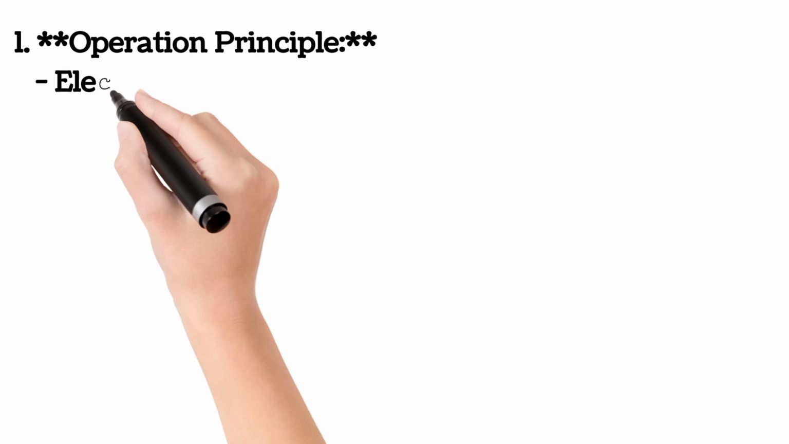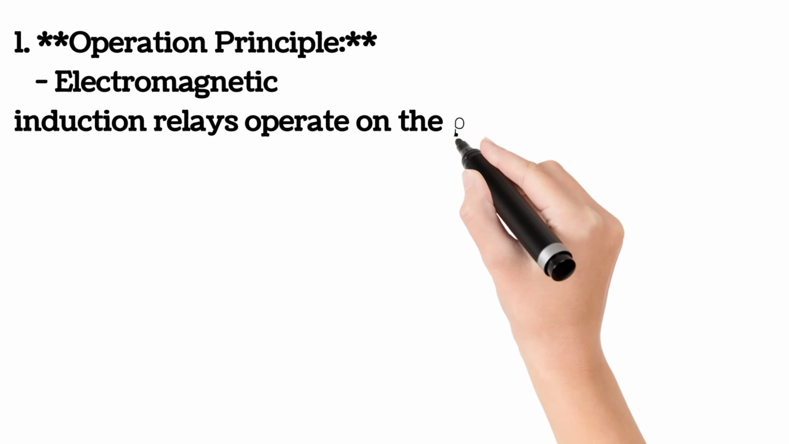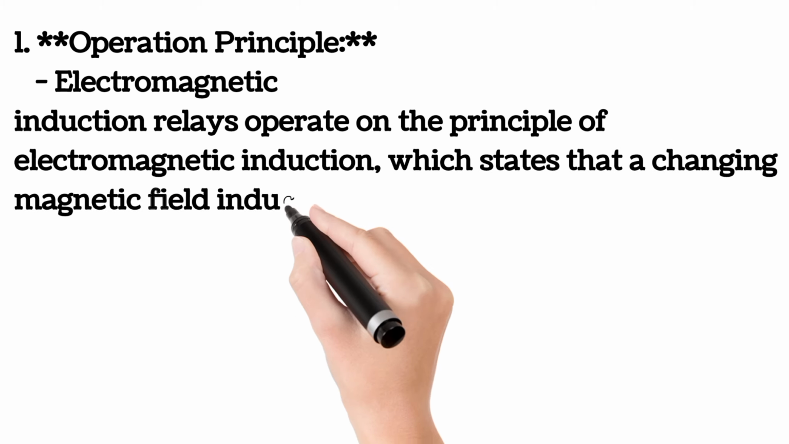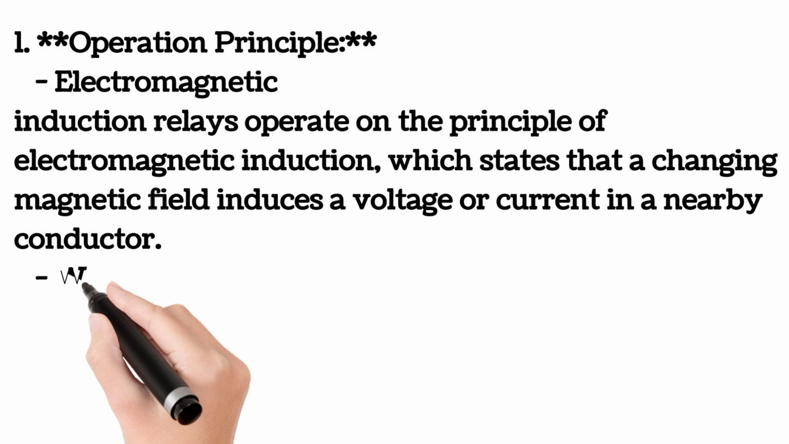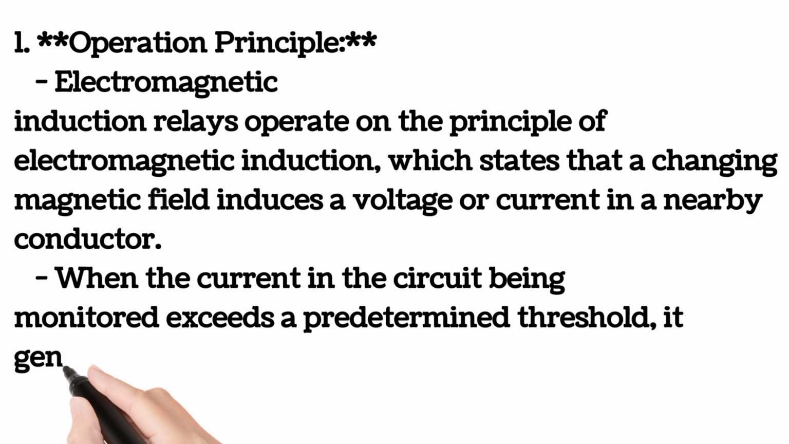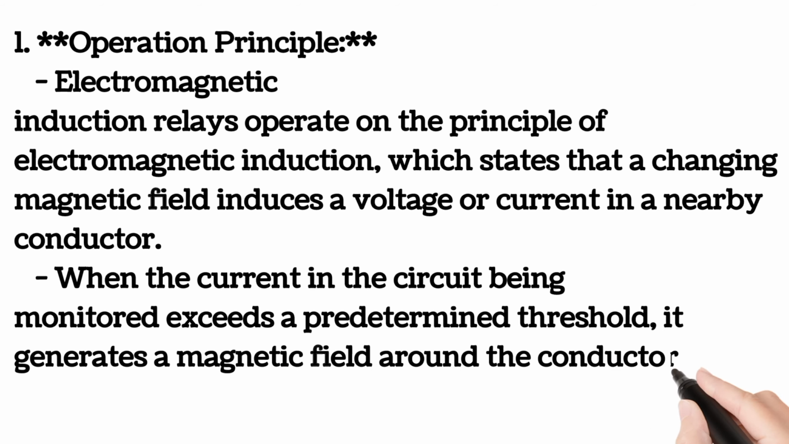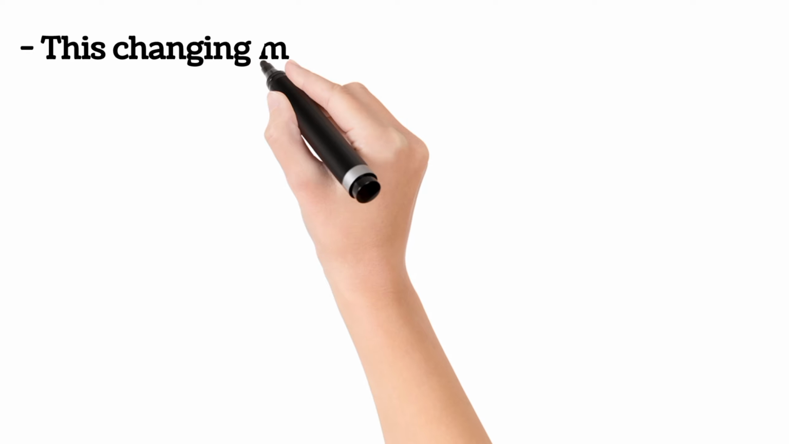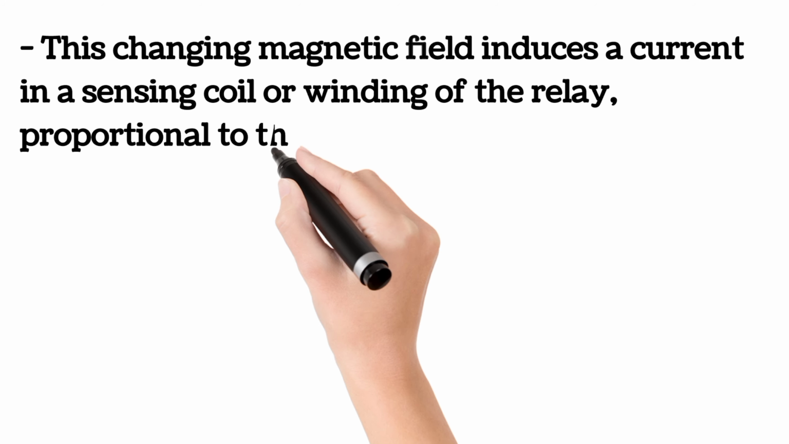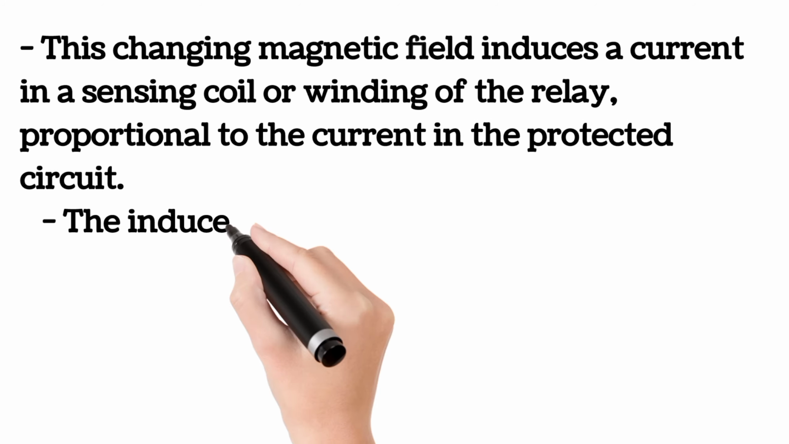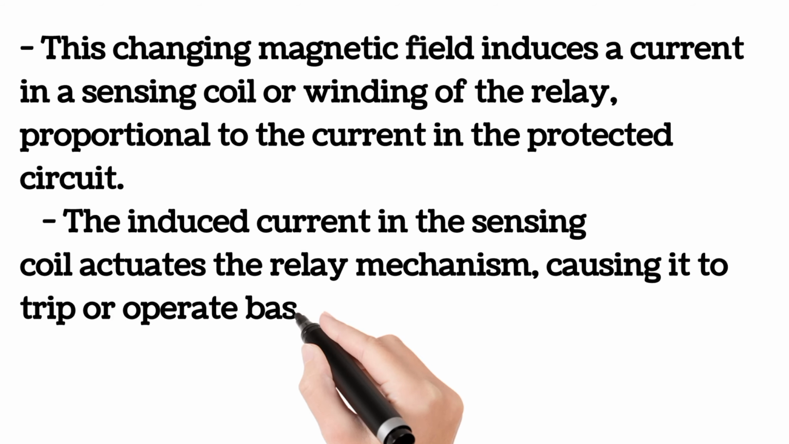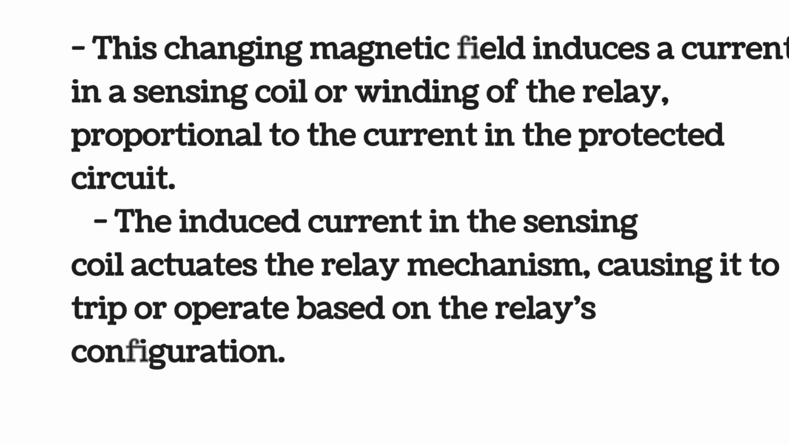1. Operation principle. Electromagnetic induction relays operate on the principle of electromagnetic induction, which states that a changing magnetic field induces a voltage or current in a nearby conductor. When the current in the circuit being monitored exceeds a predetermined threshold, it generates a magnetic field around the conductor. This changing magnetic field induces a current in a sensing coil or winding of the relay, proportional to the current in the protected circuit. The induced current in the sensing coil actuates the relay mechanism, causing it to trip or operate based on the relay's configuration.